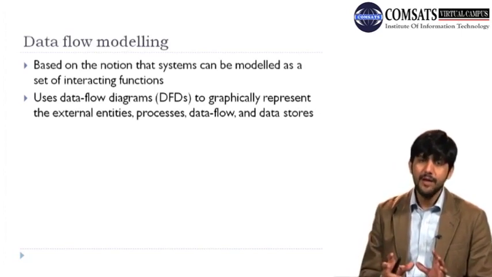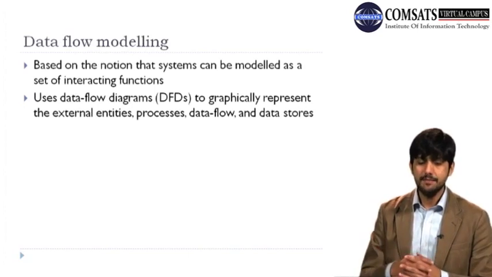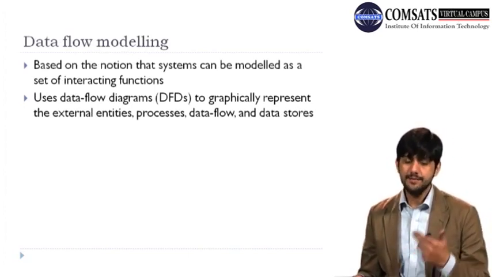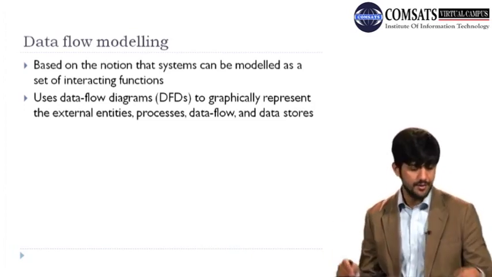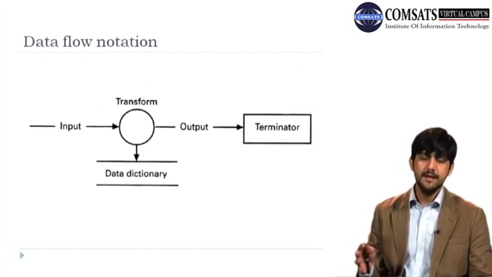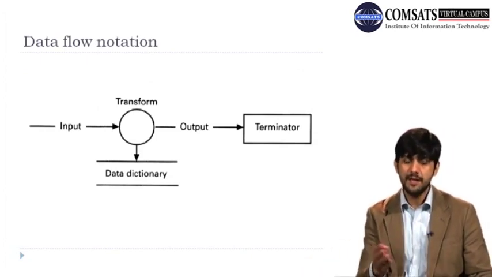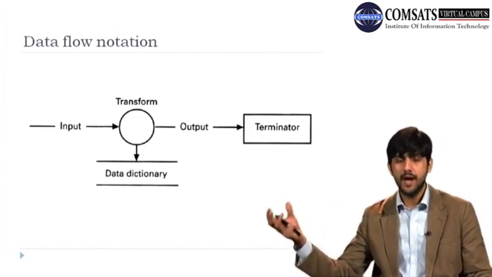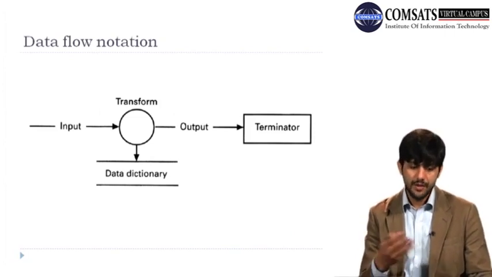So we know what data flow modeling is. We've talked about DFDs. Based on the notation, the system can be modeled as a set of interacting functions, using data flow diagrams to graphically represent the external entities, processes, data flows, and data stores that we have already discussed. So this is a data flow notation that we already know of. We have inputs, we have a process which transforms that input into an output, and then we have an output which is given to an entity shown as a terminator here, and then we also have stores where we are storing that data.